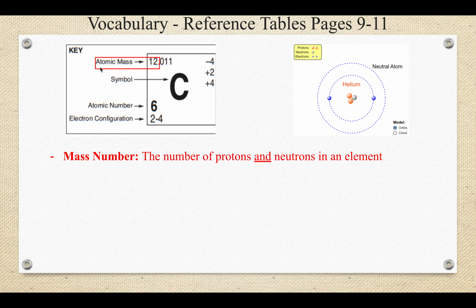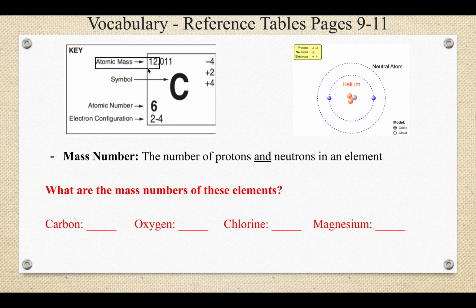A good rule of thumb when you want to determine the mass number is just get rid of the decimal point, right? So in this particular example, the atomic mass is 12, not 12.011, just 12, because for most carbon atoms, they have 6 protons and 6 neutrons. There is another isotope of carbon called carbon 14, where its mass is actually 14, right? So using your periodic table, determine the mass numbers of carbon, oxygen, chlorine, and magnesium in their most common isotopic forms.